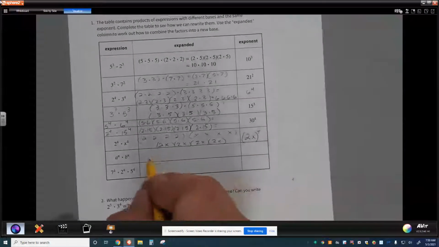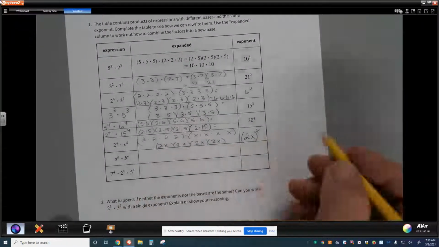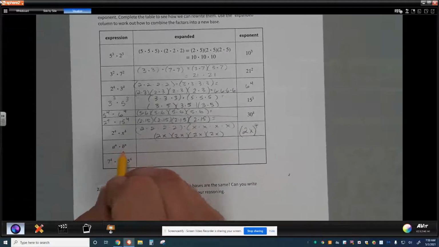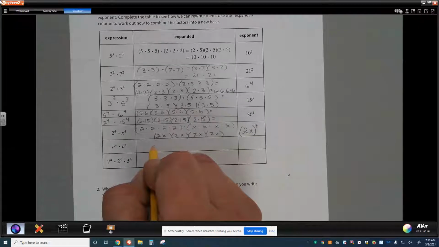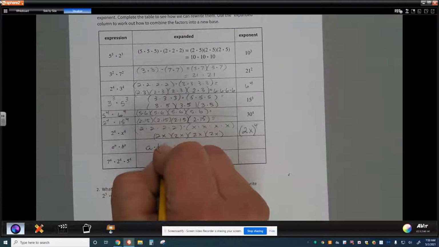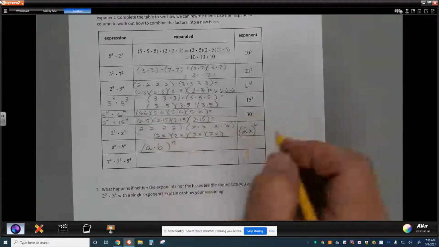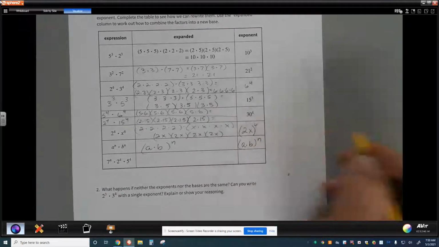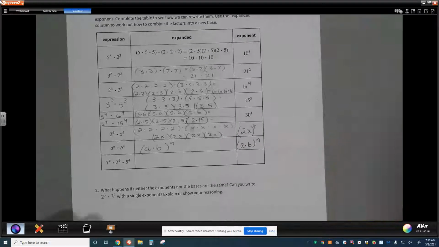So again, the same type of thing will be here with a to the n times b to the n. That would be any number of a's being multiplied together times any number of b's being multiplied together. So we would simply see with this one, a times b n number of times. We cannot forget to put those parentheses or else it will not affect everything correctly.